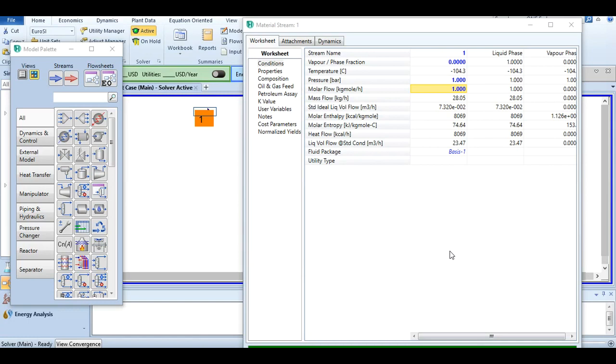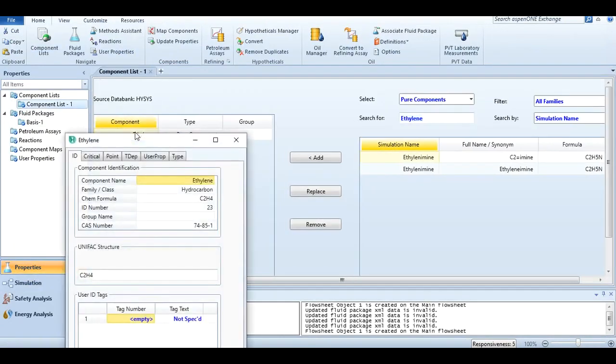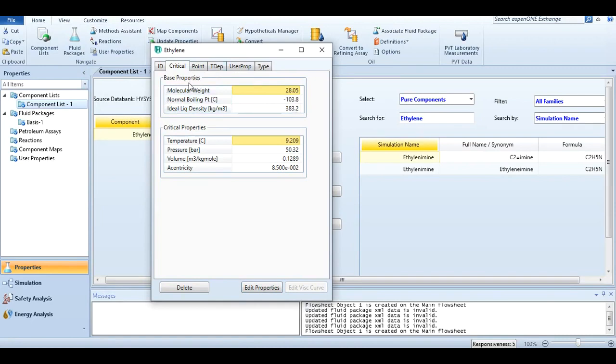I have one question for you. Calculate vapor pressure of ethylene at 10 degrees centigrade and check whether any answer comes or not. Let me take you back to the properties, to the component list, and I will double click on it. As you see, when you double click on it, it gives you the properties: base properties, molecular weight, normal boiling point, ideal liquid density. Critical properties: temperature 9.209, pressure 50.32, volume and eccentricity. I have asked you to calculate the vapor pressure at 10 degrees centigrade and tell me in the comment section the reason why you are unable to calculate the vapor pressure.